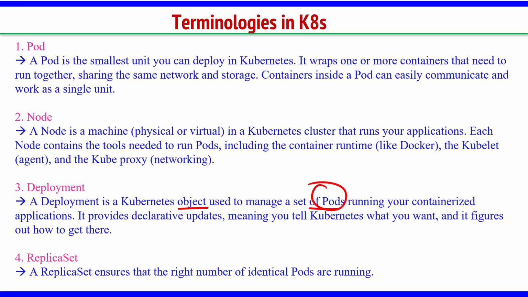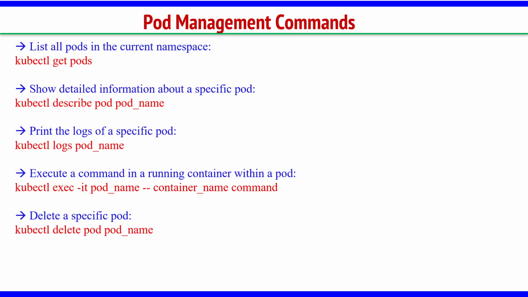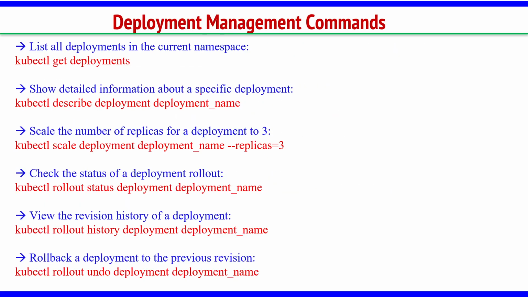It's an object. It provides declarative updates, meaning you tell Kubernetes what you want and it figures out how to get there. So deployment is the one which can help us to talk more about the containers. When you are dealing with the deployment, what are the commands we use? If you want to list all the deployments, kubectl get deployments as usual. If you want more information about it, kubectl describe deployment and the deployment name.